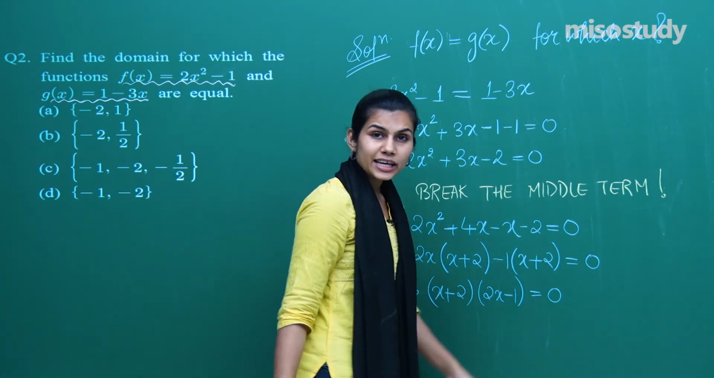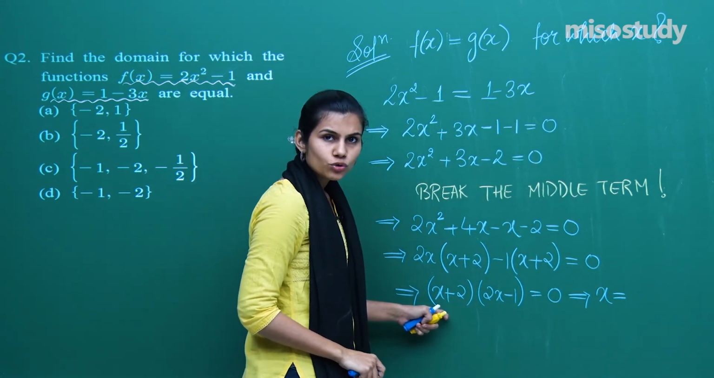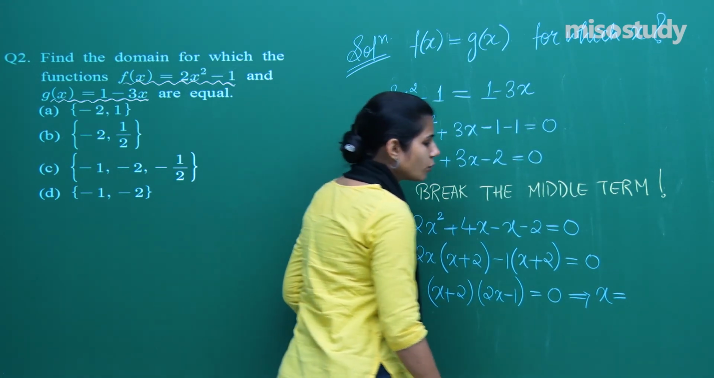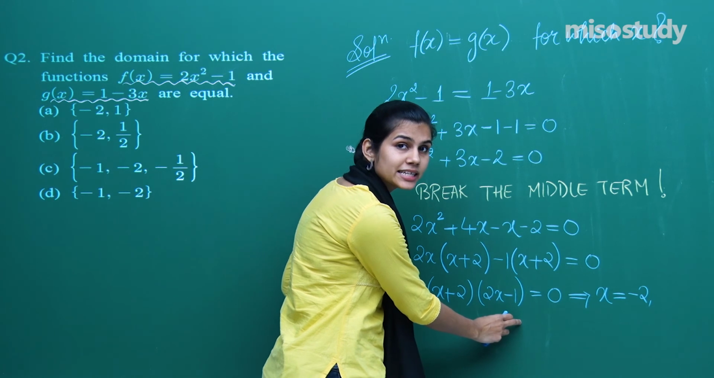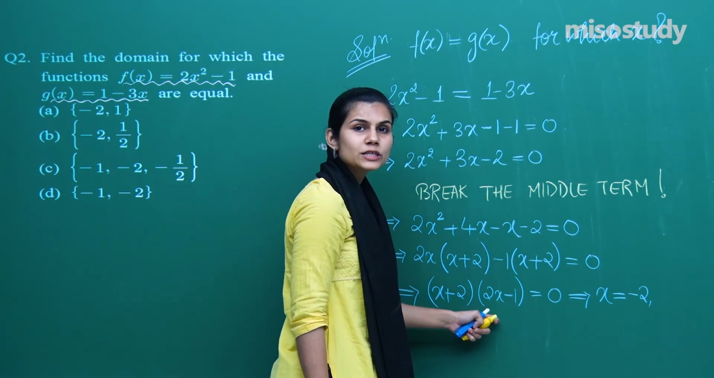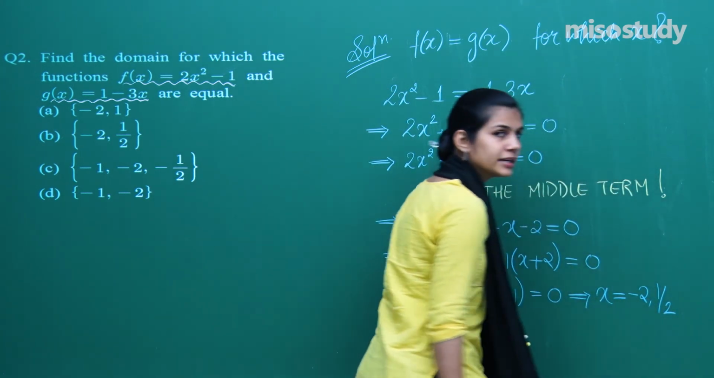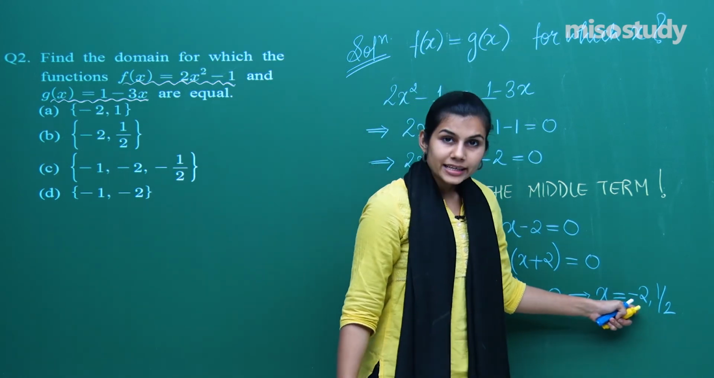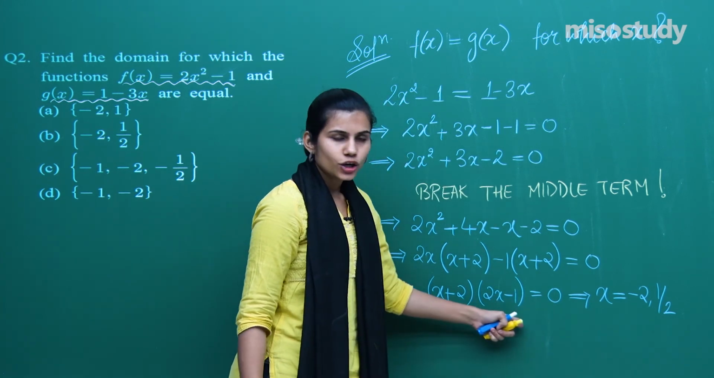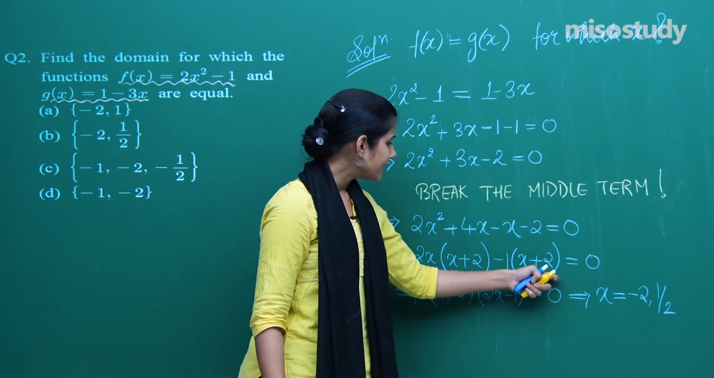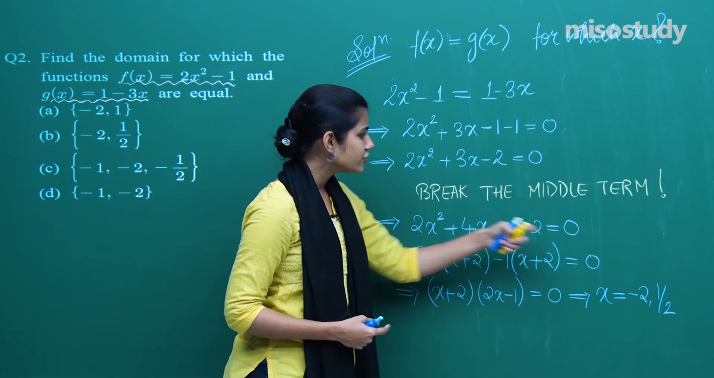Now this can be 0 provided x is minus 2. That means this term is 0, which means x is minus 2, or this term is 0, which means x is equal to half, because 2x minus 1 equals 0 gives x equals half. This means for minus 2 and for x equals half, I am getting LHS to be equal to 0.